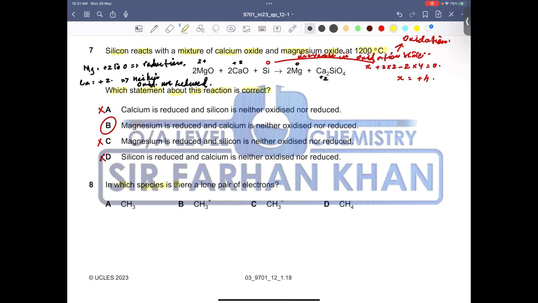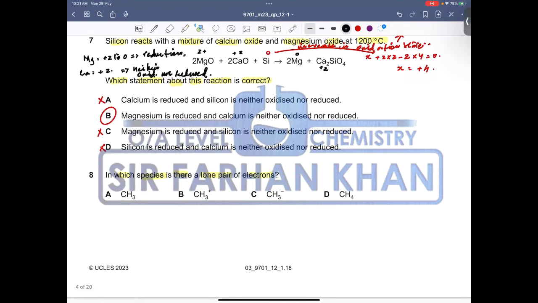In which species is there a lone pair of electrons? Oh yes, that's an easy one. The right answer is going to be C. Why? Let's open the structure and find out. This is CH3. A carbon has no charge. Obviously, it must be a radical here. So there is no lone pair on the carbon atom.